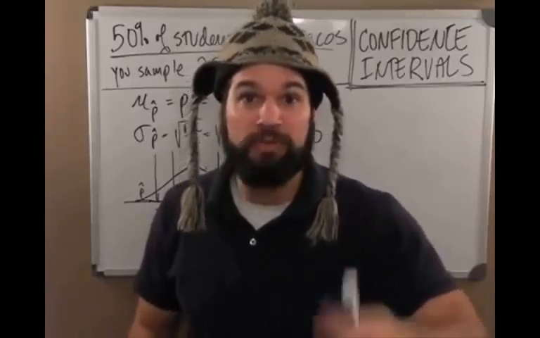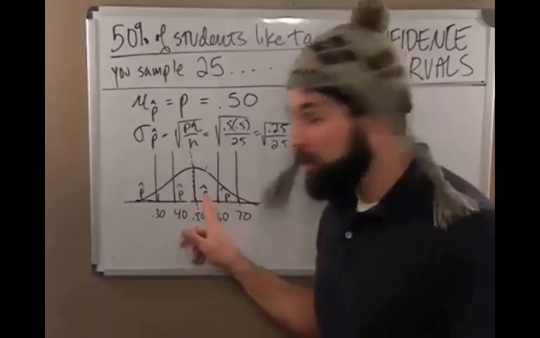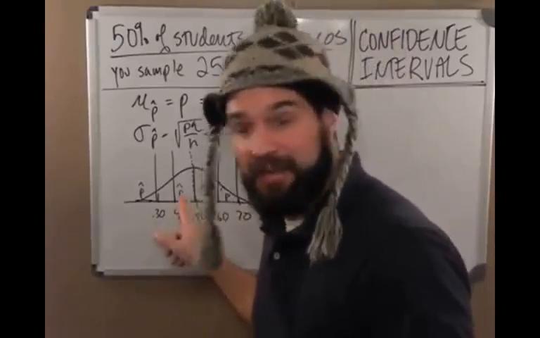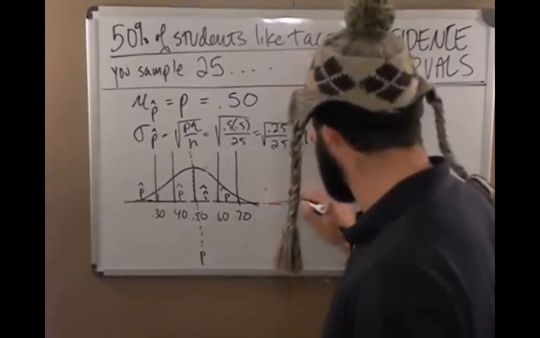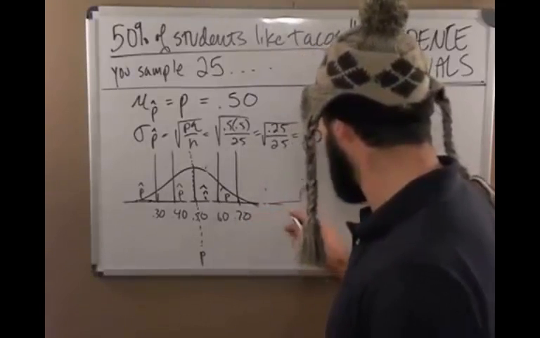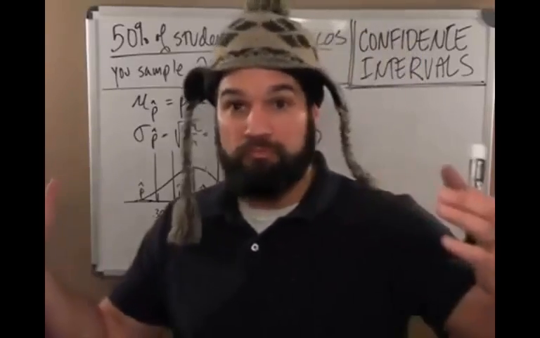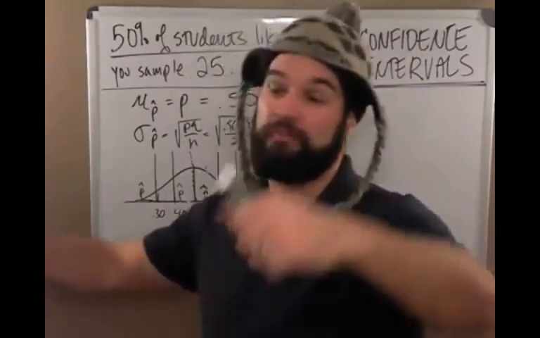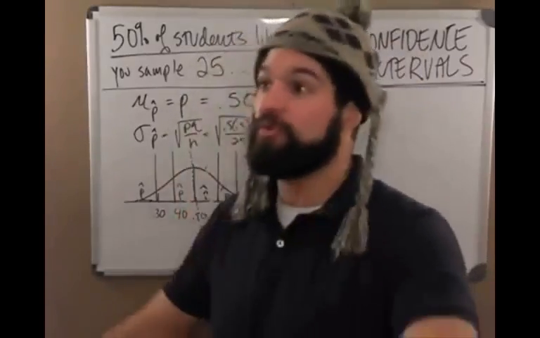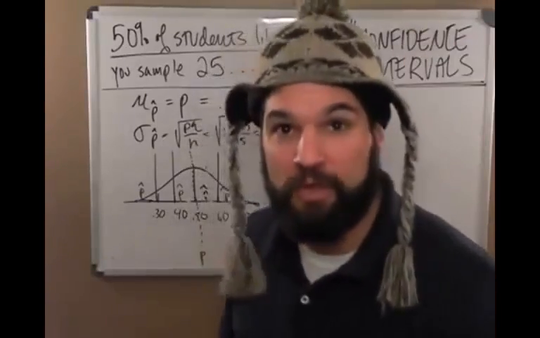In a confidence interval, we're standing at a p-hat. We could be standing at this p-hat, or this p-hat, or this p-hat. Even if this p-hat was way out here, a p-hat of 0.90, maybe my p-hat randomly was. Maybe 90% of my sample did like tacos. For some reason, I randomly got a group of people who love tacos. That could happen randomly.